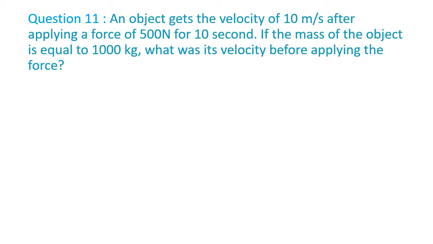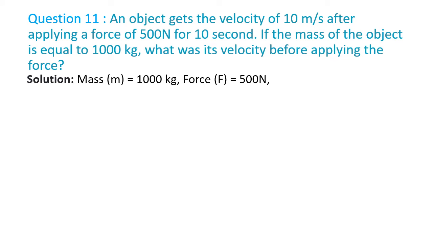Now, an object gets a velocity of 10 meter per second. So what is said here? Gets the velocity means the final velocity became 10 meter per second after applying a force of 500 Newton for 10 seconds. And the mass is 1000 kg. So what was its velocity before applying the force? Means we have to find the initial velocity. Here a body was traveling with certain velocity. On applying a 500 Newton force for 10 seconds, the body reached the velocity of 10 meter per second. So we have to find out what was the initial velocity of the body.